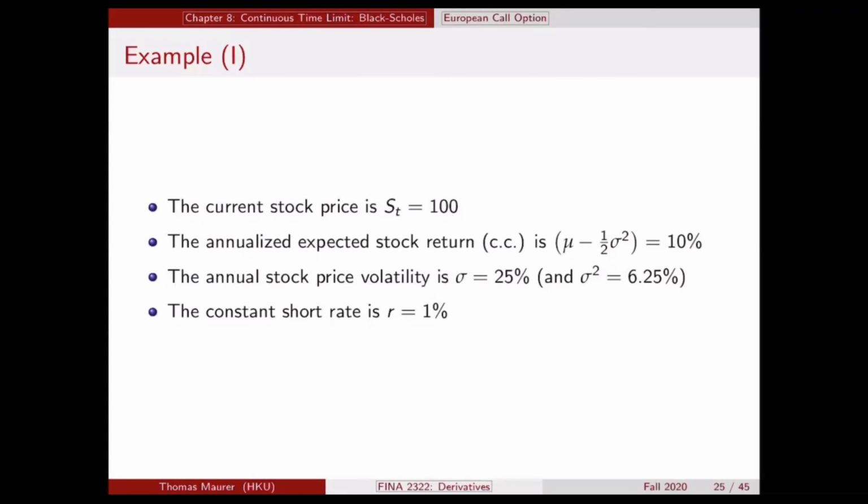Okay, let's look at an example with numbers. So let's suppose the price of the underlying asset is 100 today. The annualized expected stock return in continuous compounding, so that's the expectation of the log return of that underlying asset, is 10%, and the annual stock price volatility, let's say, is 25%. So that's sigma in our formula, that's 25%. Or the variance, that would be sigma squared, is 6.25%. And then we assume that the interest rate is constant and is 1% per year, continuously compounded.